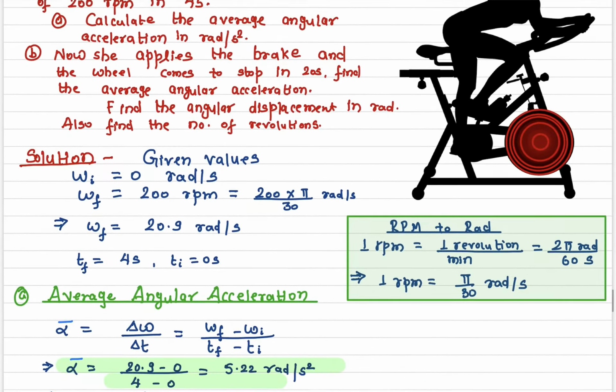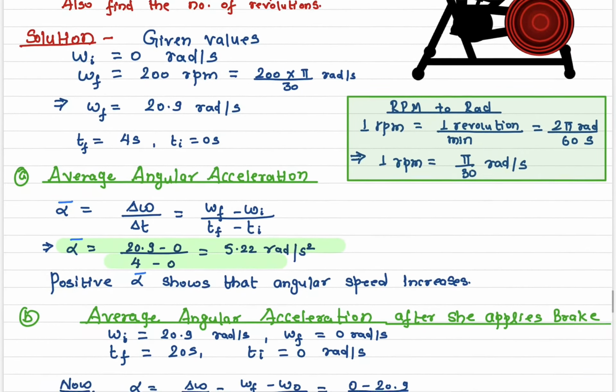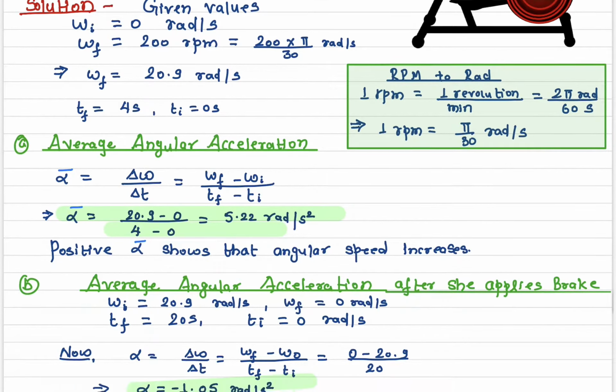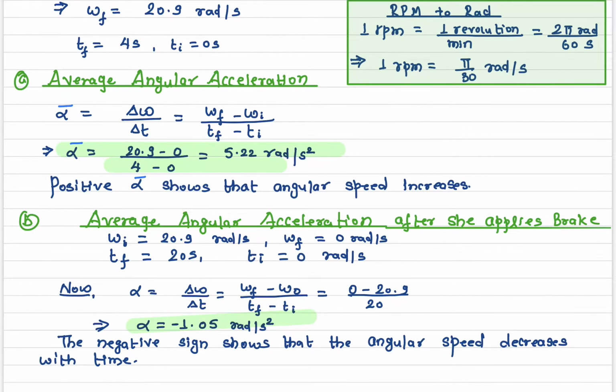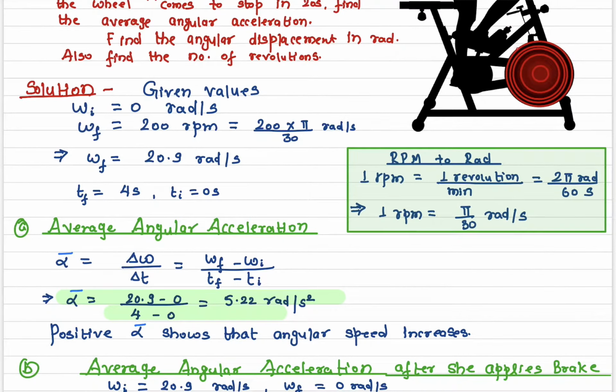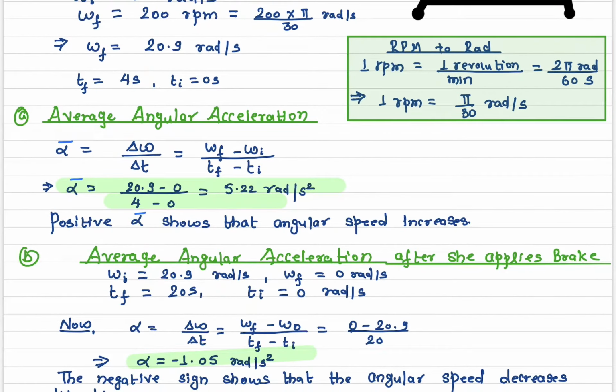And the second thing we need to calculate is now, okay, so now she applies the brake, and then we need to again calculate the average angular acceleration. Before applying the brake, the wheel was turning, and the angular speed at the time was 20.9. That's for part 1. Now for this part, when she applies the brake, this becomes the initial angular speed, 20.9.